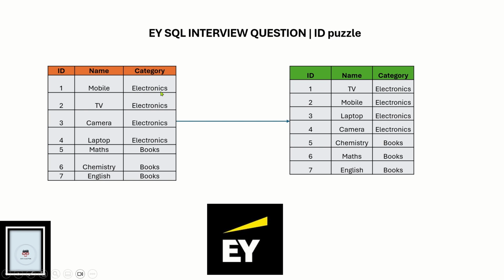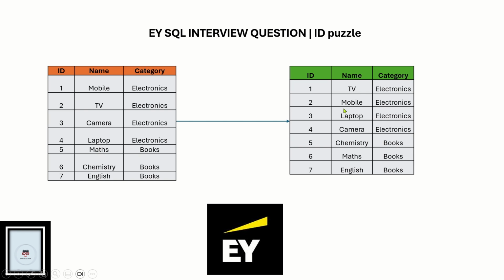And if you see, there are two categories: electronics and books. So basically these all are products in a shop, and the table name is dbo.Product. Each and every product has some category and also an ID associated with it. Like mobile has electronics and ID 1, TV has ID 2, camera has 3, and so on. And maths is a subject, and it's coming under category books. So maths 5, chemistry 6, and English 7.